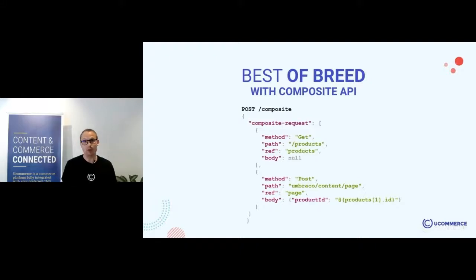If you send this to us, we just do the request against ourselves. While we get the response, we pass it into the request to Umbraco, and here we go. We set in the product ID, we get the right content back, and serve it to your client as a JSON response. This is so amazing, and I don't know what to say. It's so amazing, and I know it's hard to understand.